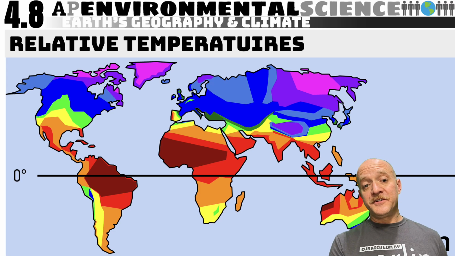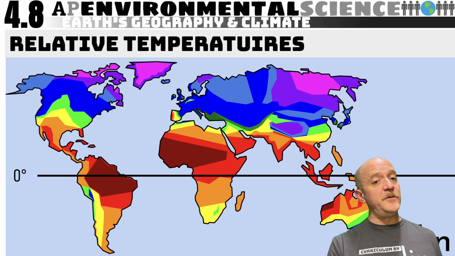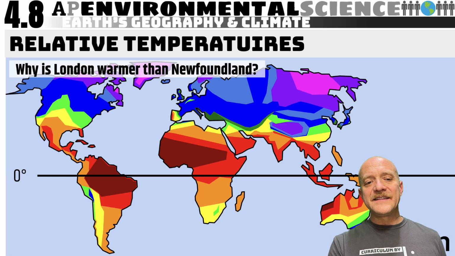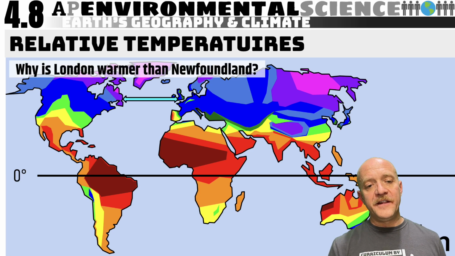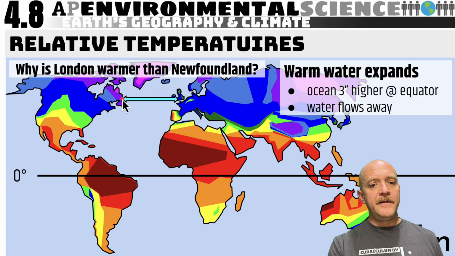Now, relative temperatures globally, of course, it is going to be warmer at the equator. It's getting the most direct sunlight. But why is London warmer than Newfoundland? London over in England, Newfoundland over in Canada.